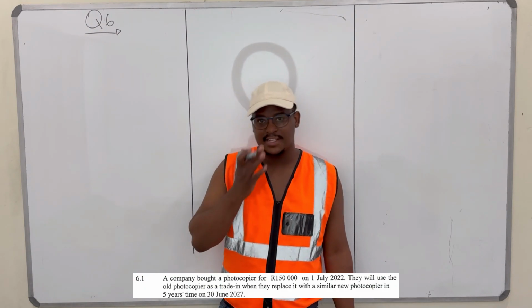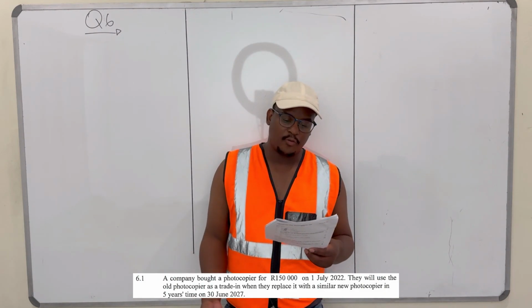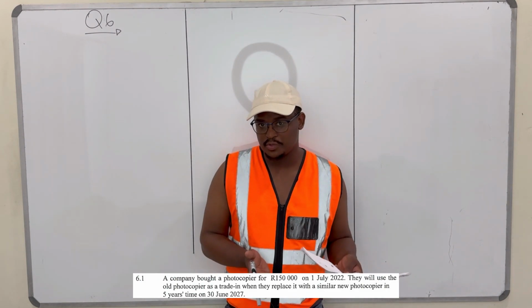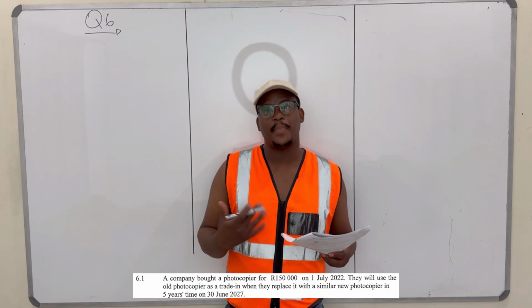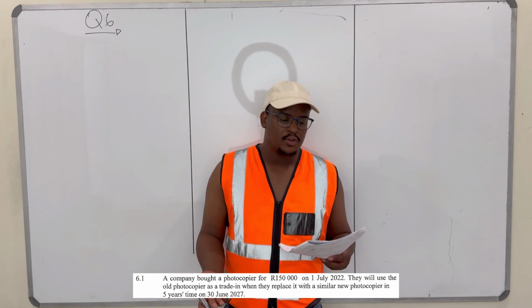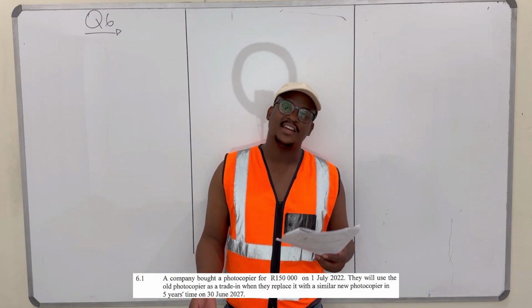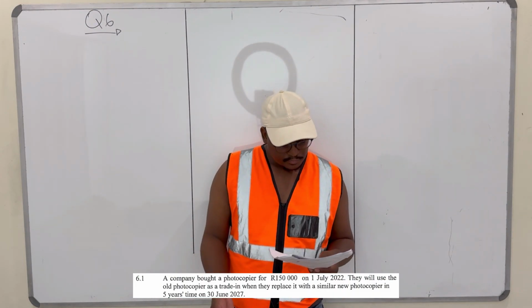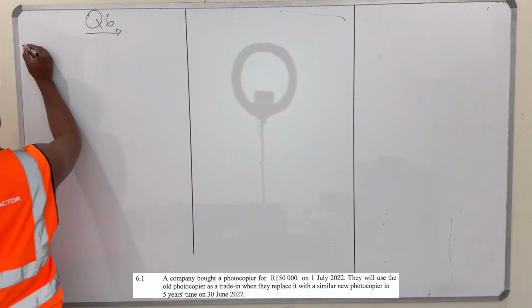Essentially, this company bought a photocopier for 150,000 on the 1st of July 2022. They will use it as a trade-in when they buy a new one in 5 years' time. They are hoping to do this trade-in on the 30th of June 2027. No problem, so let's start with the questions.